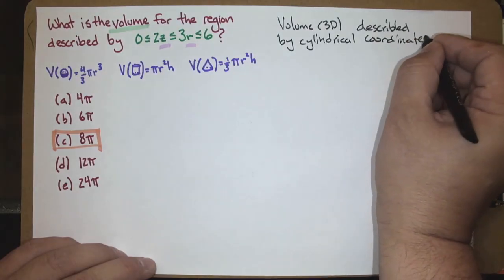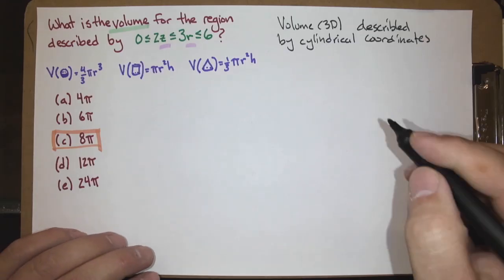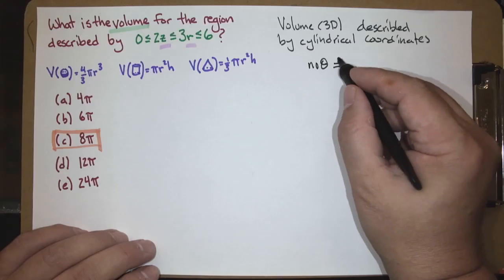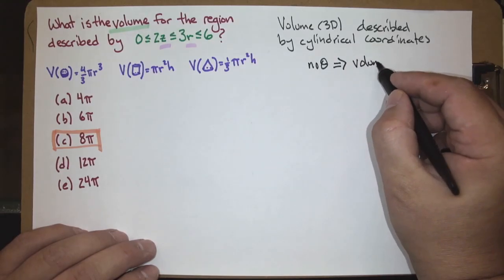Now, as you look at these equations, we're in cylindrical coordinates. What don't we see? Theta. Cylindrical coordinates have r, z, and theta. This does not have a theta anywhere. Are we still in cylindrical coordinates if there's no theta? Yes. What does it mean when there's no theta? Someone said revolution. So this is essentially a volume of revolution.